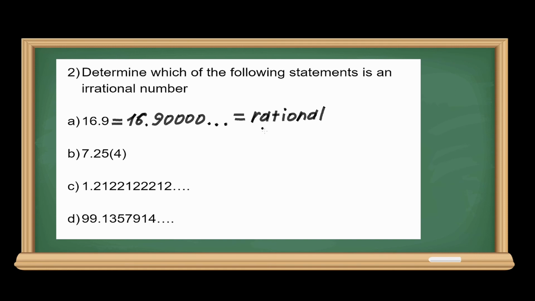The next number we have is 7.254 with the 4 in parentheses. So this number will equal 7.254444 and so on. Here we also have a periodic trend, and the 4 is constantly repeating. This is also a rational number.